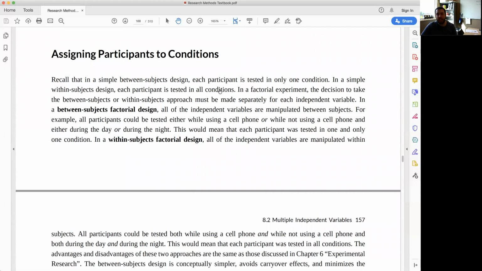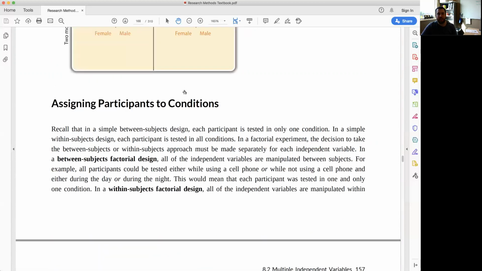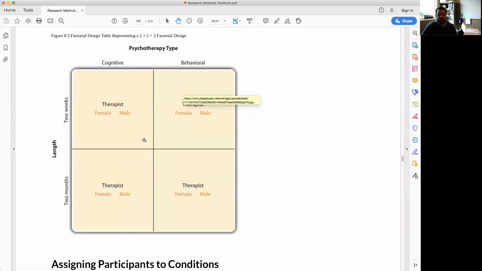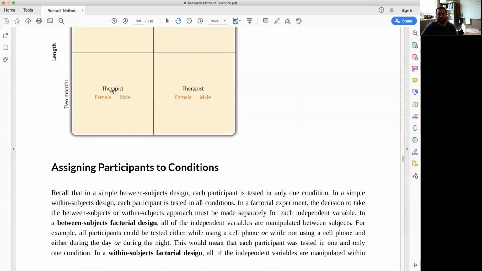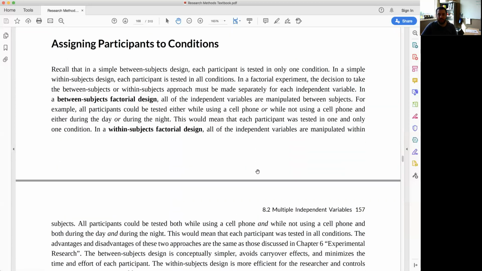Assigning participants, you're going to assign them the same way that you were assigning participants in the other stuff when it was a non-complex design. You're going to be using random assignment. You can choose if you're going to do it between subjects, meaning that participant only gets one condition, or if you're going to do it within subjects, meaning that participant is in every single one of them. And again, there's pros and cons to those that were talked about earlier.